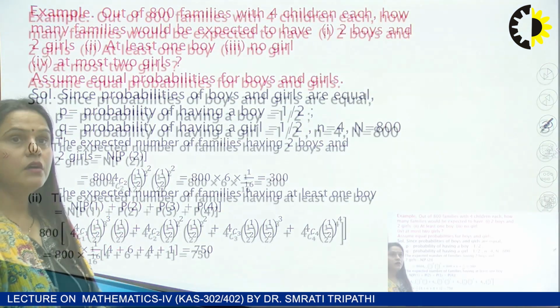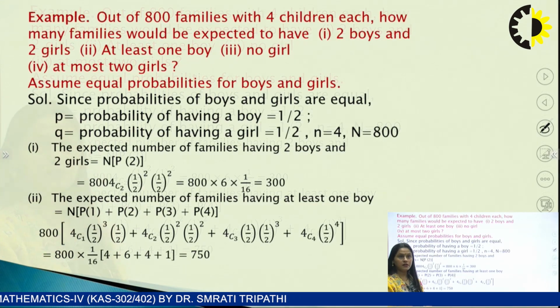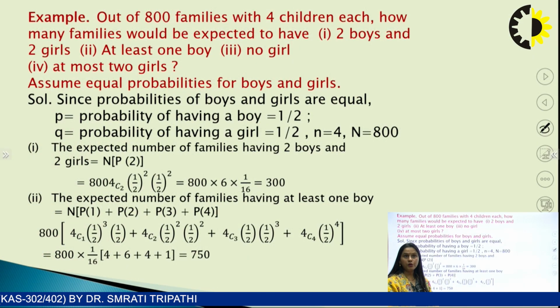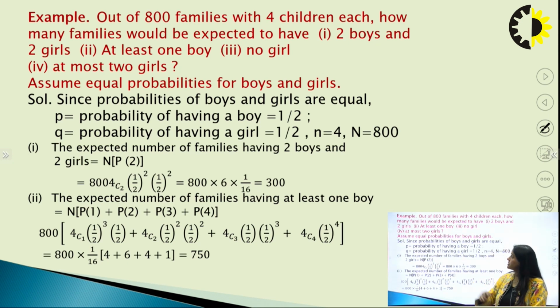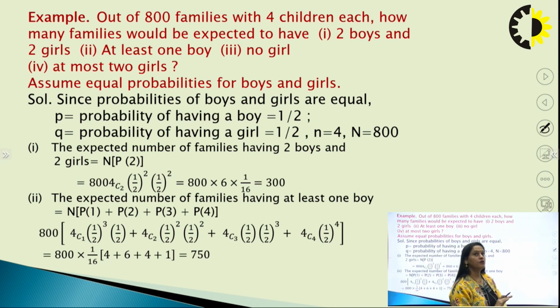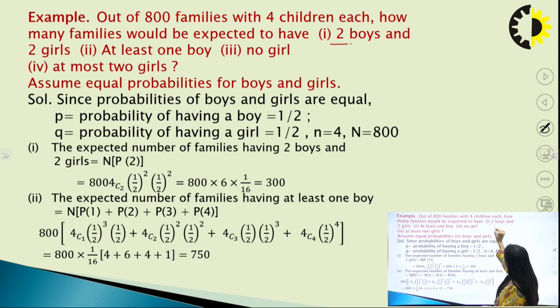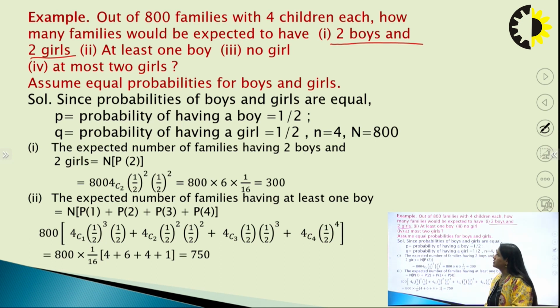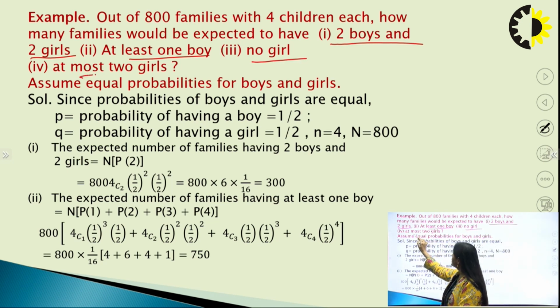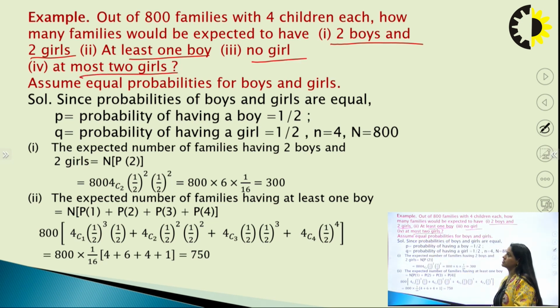Now let's take few questions and try to understand how we can find the probability or the expected values of the given outcome from the questions. Now in this example, there are 800 families, and each family has 4 children. We have to find the expected number of families which have 2 boys and 2 girls. Then the second part is at least 1 boy, and the third part is no girl. Fourth part is at most 2 girls.